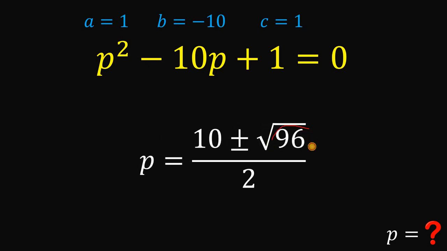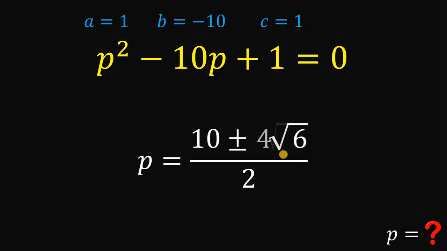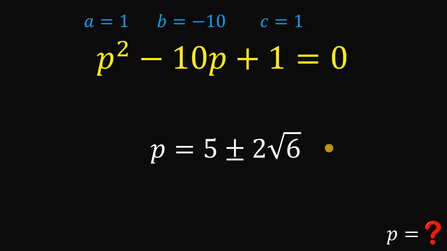Now, take note, this 96 can be factored as 16 times 6, wherein this 16 is a perfect square. So square root of 16 is just 4. So this simplifies to 4 multiplied by square root of 6. Now, let's simplify more. 10 divided by 2 and 4 divided by 2. So this will give us 5 plus or minus 2 times square root of 6.